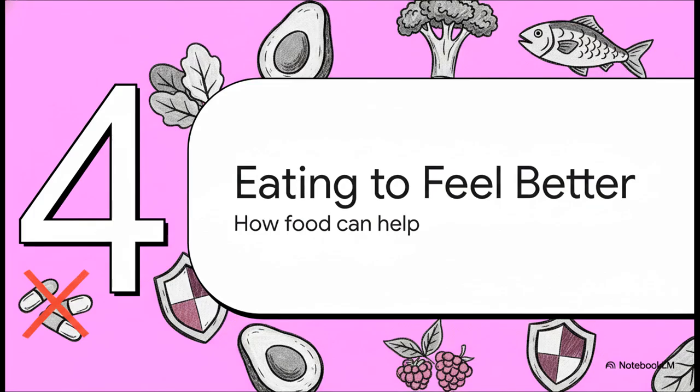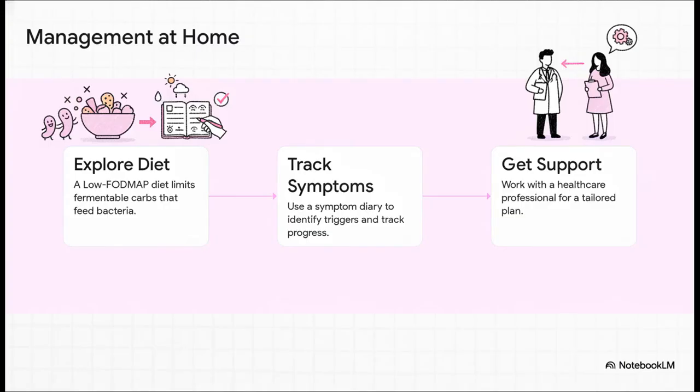You should really think of food as a powerful tool that you have control over. Here are 3 simple but really effective things you can do at home. First, you can look into something called a low FODMAP diet with a professional. Basically, FODMAPs are like the favorite snacks of those extra bacteria. If you limit those foods, you're essentially taking away the party food, which can really help reduce your symptoms. Keeping a simple diary of what you eat and how you feel is also an amazing tool. And of course, always do this with the guidance of your doctor or a dietitian.